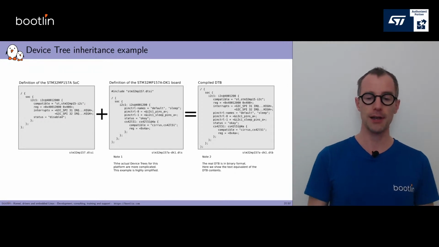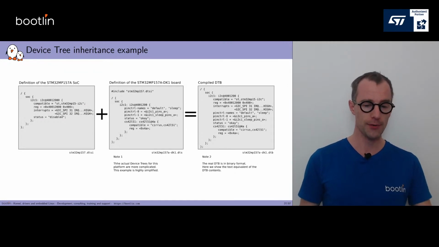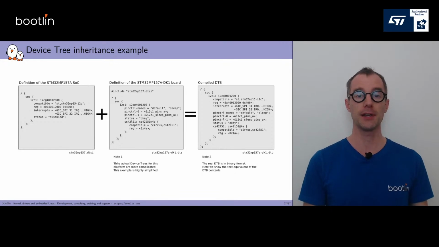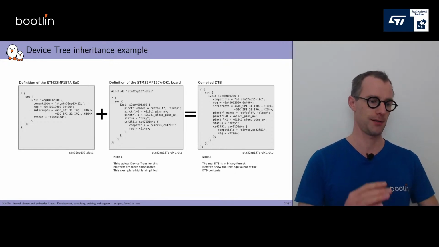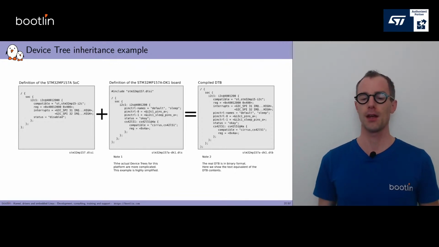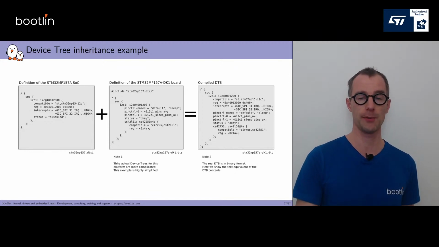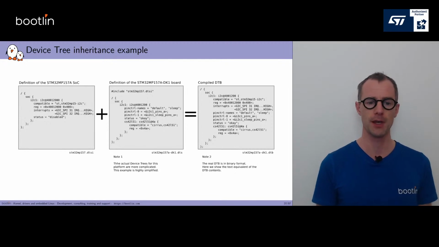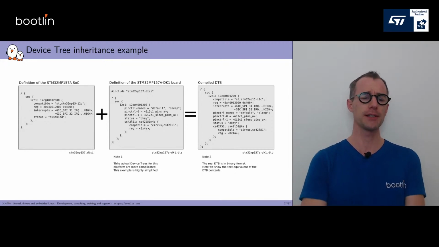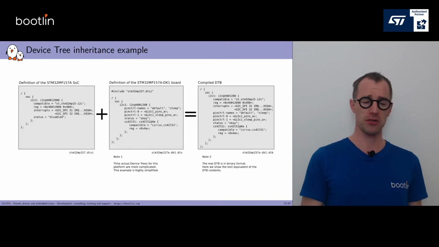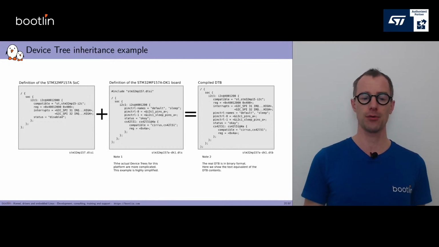On this slide, to the left, we have a DTSI file that describes a system on chip. Of course, it's just a very small part of it, but it describes an I2C controller of our system on chip with a number of properties. The one property that is interesting here is status disabled, because this hardware block is not enabled.